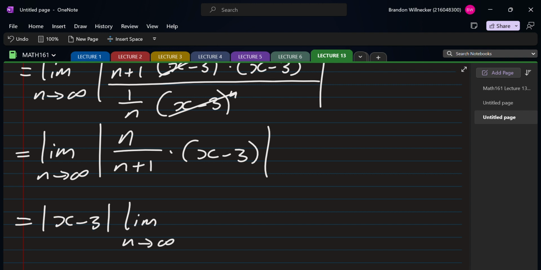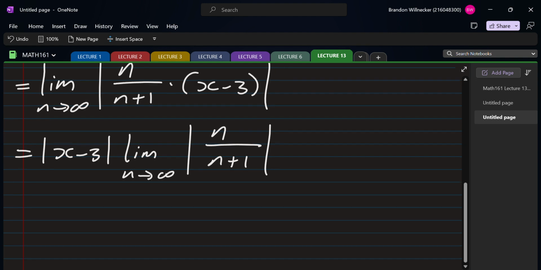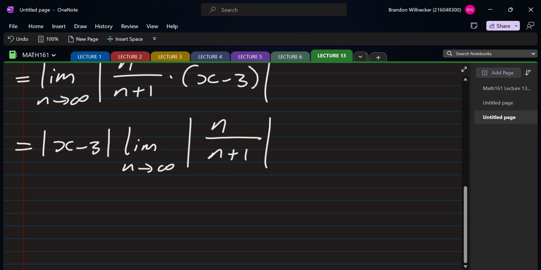Limit as n goes to infinity of n over n plus 1. Okay, now we want to calculate this. You can use L'Hopital's rule. That's fine. I'll show you a nicer method.